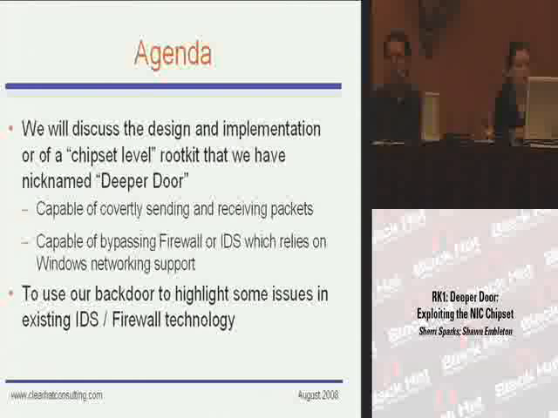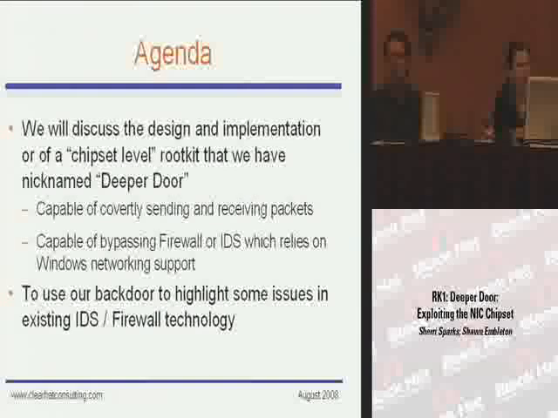So today we're going to discuss the design and implementation of a chipset level rootkit that we've developed. Our rootkit functions as a stealthy covert channel to exchange command and control information. And we've nicknamed it Deeper Door. Deeper Door is capable of covertly sending and receiving packets, but perhaps more interestingly, is capable of bypassing virtually every firewall or IDS that relies on Windows networking support. We also want to use our backdoor to highlight a few issues in some of the existing firewall and IDS technology.